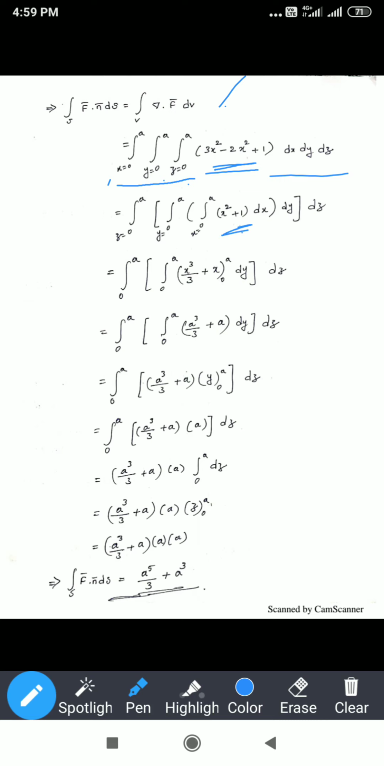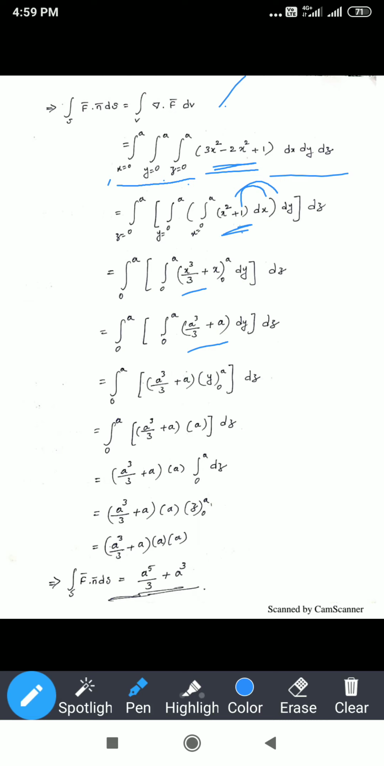The first term is x square. x square dx means x cube by 3 you can get. And here 1 into dx, x. So substituting the upper and the lower limits, you get a cube by 3 plus a.